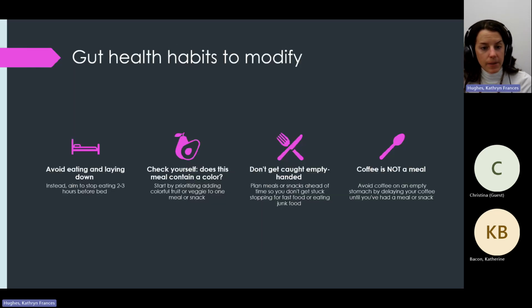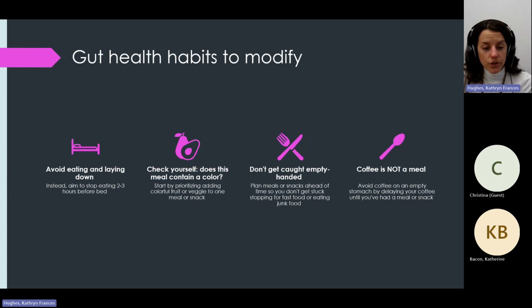And again, here are health habits that we think could be a great place to start. One is just the timing in which you're eating. So avoid eating and lying down. Ideally, try to stop eating 3 hours before bed. That would be the golden rule, but definitely a minimum of 2 hours before bed. We really shouldn't be going horizontal so that food isn't regurgitating.